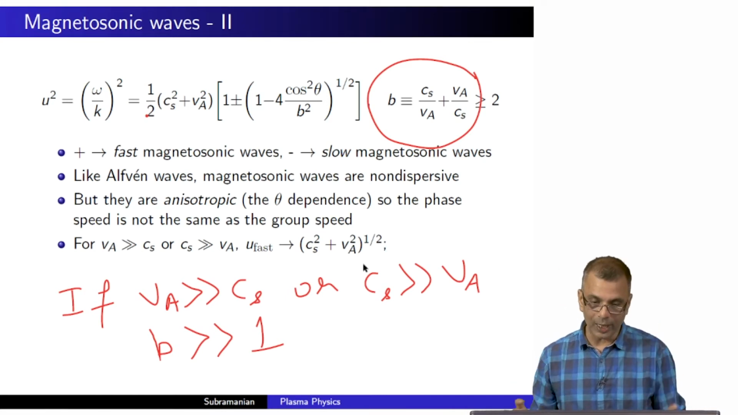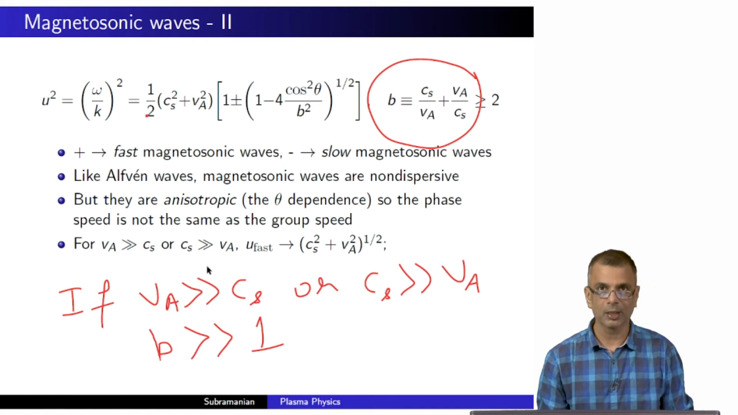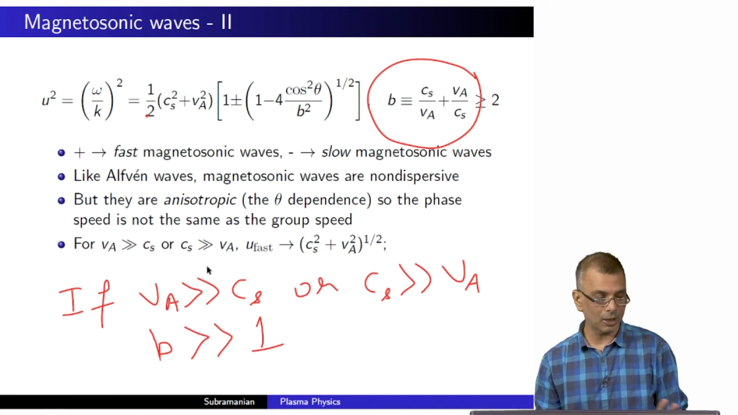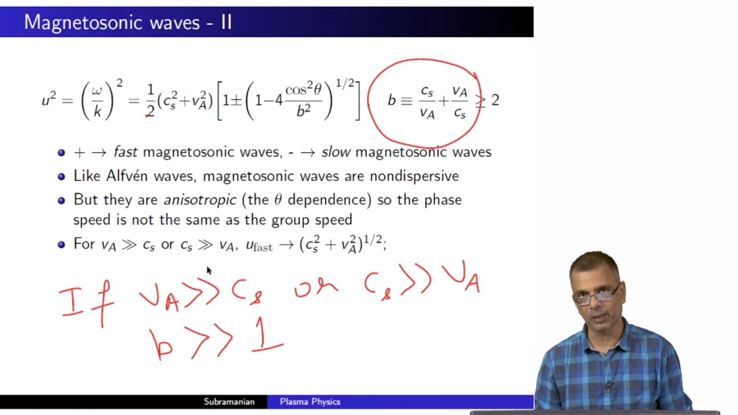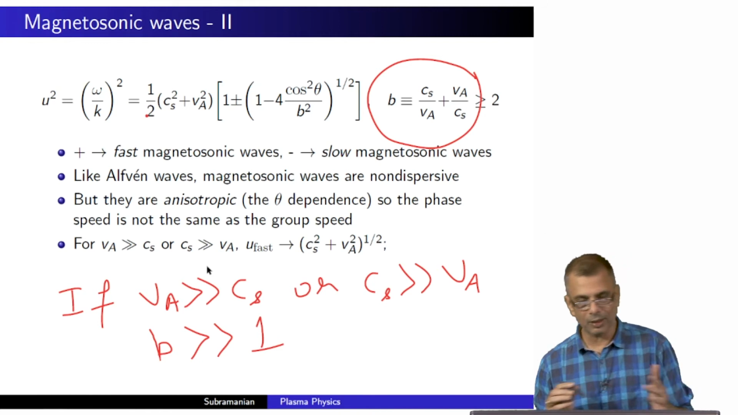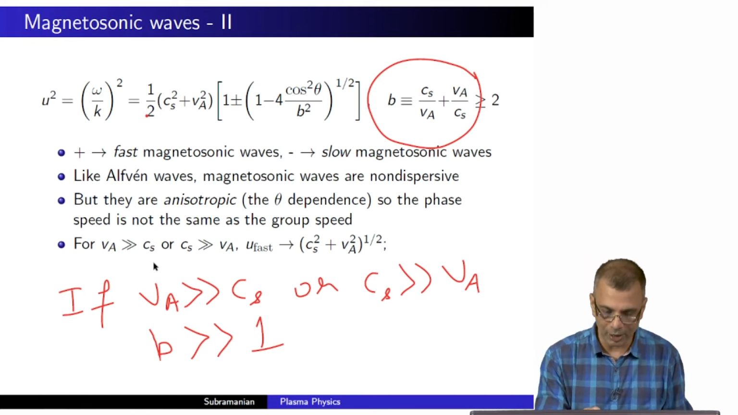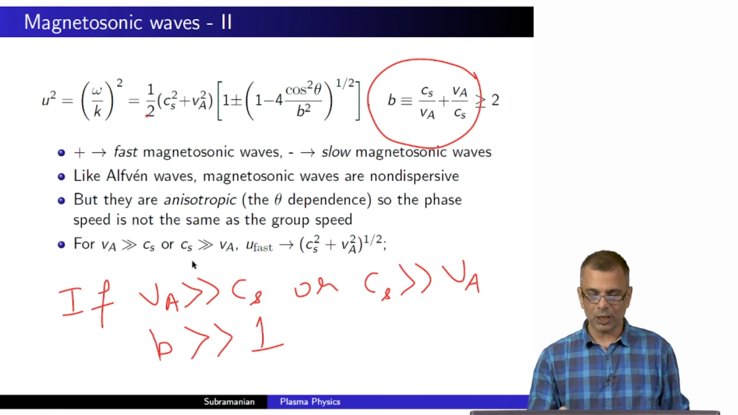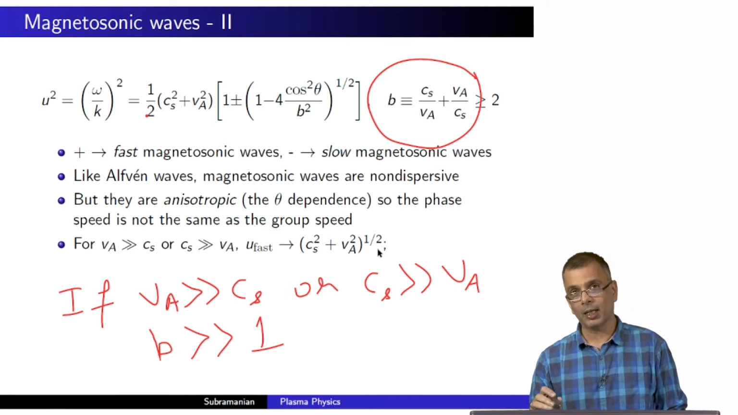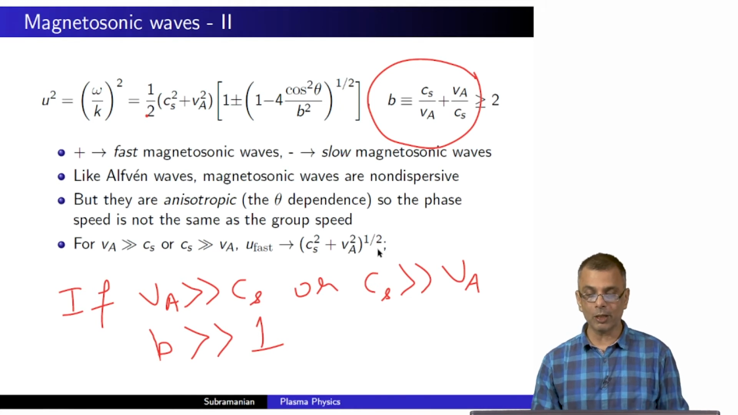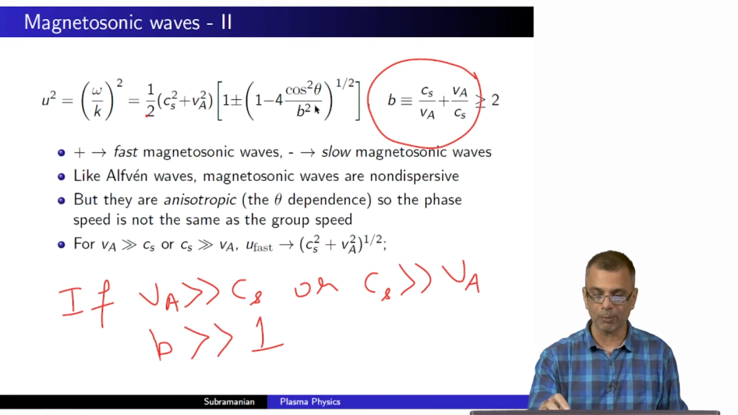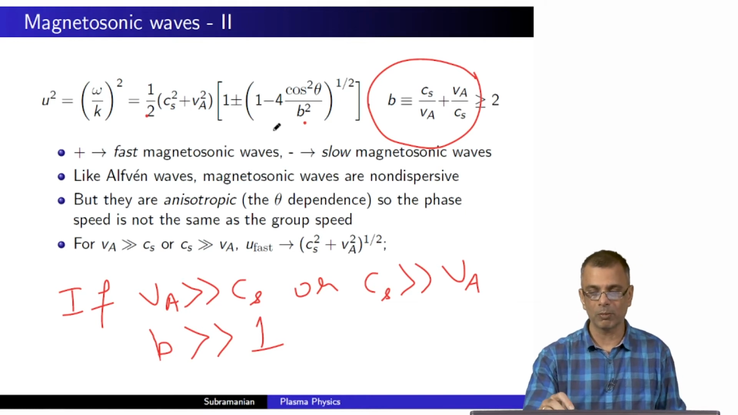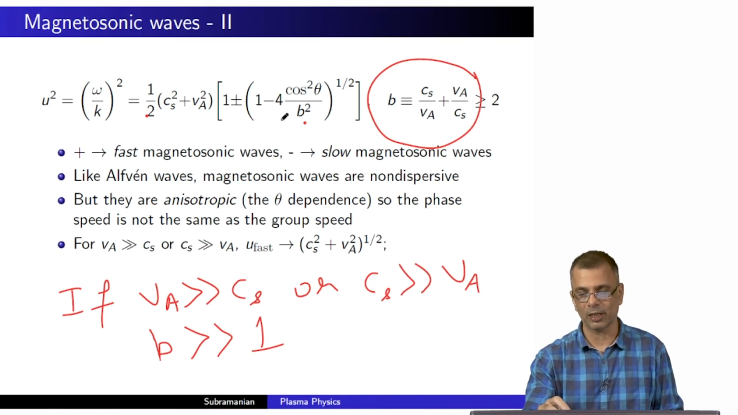But this is valid only in these two limits. Otherwise the expression is a little more complicated than that. Very important to keep in mind. We are now examining certain interesting limits. So in this limit, the fast magnetosonic speed is given by this, and the fast magnetosonic wave is no longer anisotropic. The theta dependence goes away simply because this B is much larger than 1, and this chunk becomes negligible in comparison to 1. So you might as well neglect this term which appears with the 4.